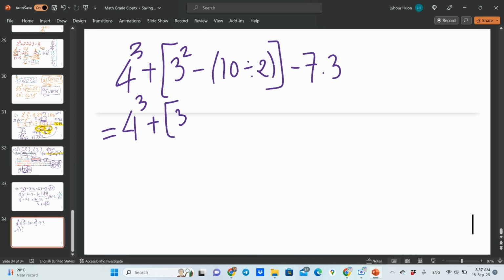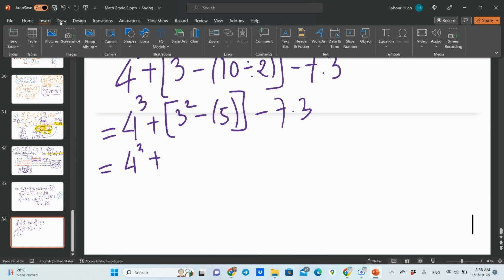So 4 cubed plus. Now inside the parentheses we have 10 divided by 2, which is 5. Minus, okay, keep it there. Then we will come back to them later. Equal to 4 cubed plus, now 3 squared minus 5.